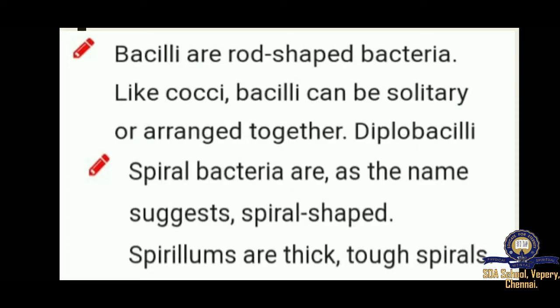And the next one, spiral. Spiral bacteria are, as the name suggests, spiral shaped. Spirillum are thick, tight spirals. Spirochetes are spirals that are thin and flexible. Vibrio are comma-shaped rods with a small curve. Bacteria can also be other shapes, such as filamentous, long and thin, square, star-shaped, or stalked. This diagram depicts the numerous shapes of bacteria.